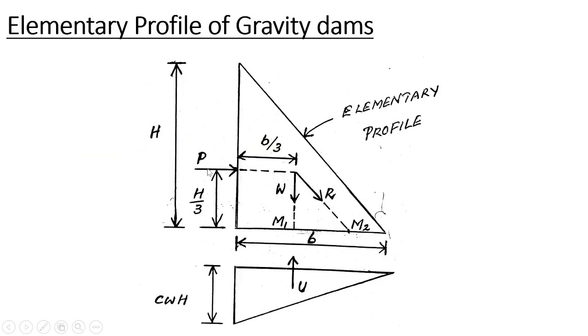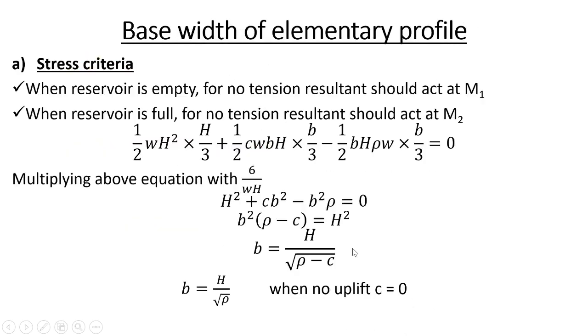See, this is WH square by 2 and it will be acting at a lever arm of H by 3 about M2, and the moment will be clockwise. For this elementary profile, clockwise moment is taken as positive. I think you are clear with this term.